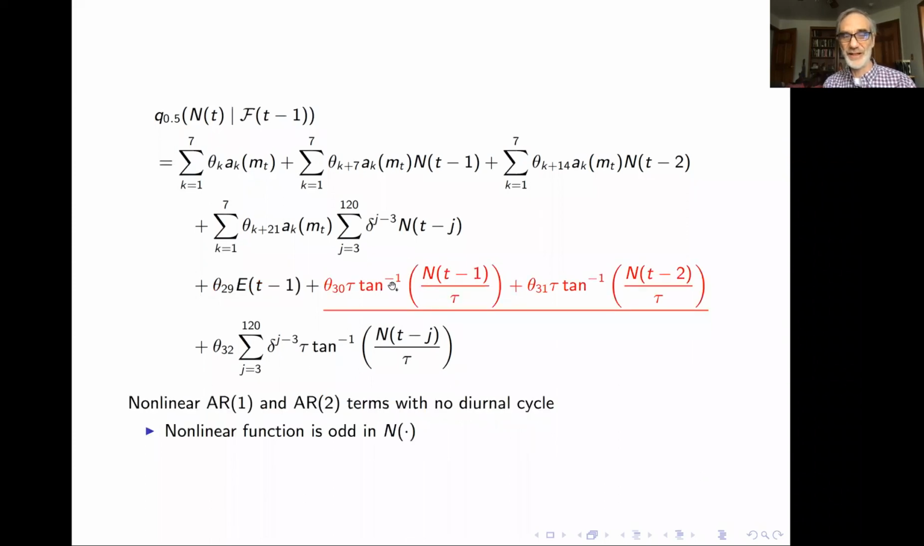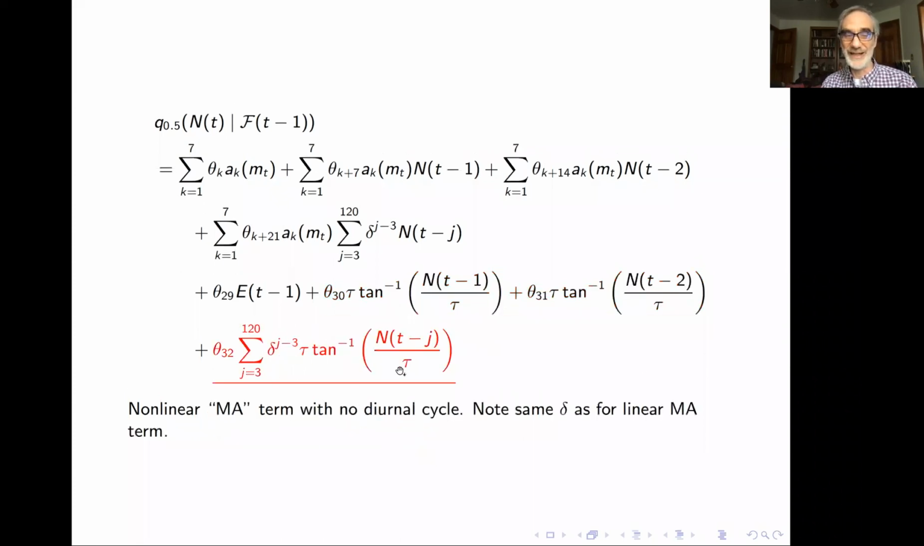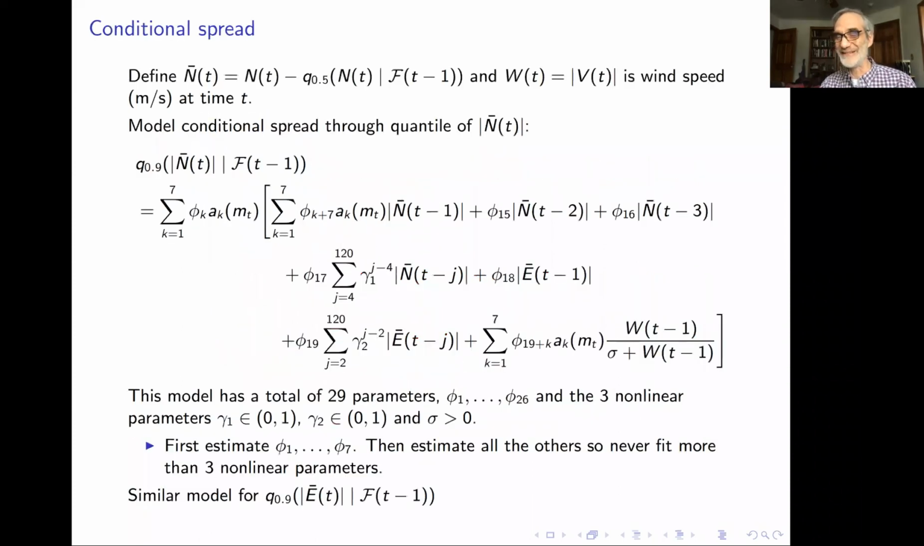These two terms are nonlinear AR effects. So this arctan of n over tau is a nonlinear effect. As tau goes to infinity, this converges to just a linear function. If you're just doing one step ahead prediction, it helps moderately, but maybe not hugely. But in simulation mode, if you leave something like this out, you get nonsense. And then this last term here is a kind of MA-like term in this nonlinear effect. So that's the model for the conditional median.